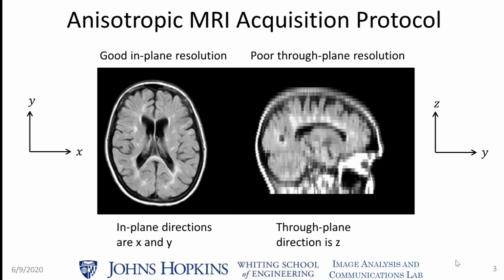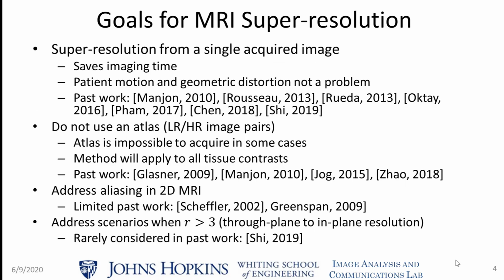A common acquisition in MRI is one in which the in-plane resolution is good, that is the resolution in the X and Y plane, while the through-plane resolution is poor, that's in the Z direction. In the past, people have acquired multiple acquisitions by rotating the acquisition and then combining those in Fourier space. It's a very common approach. But more modern goals try to do super resolution without acquiring multiple images so that you can save imaging time. As well, when you acquire multiple images, patient motion and geometric distortion become a problem.